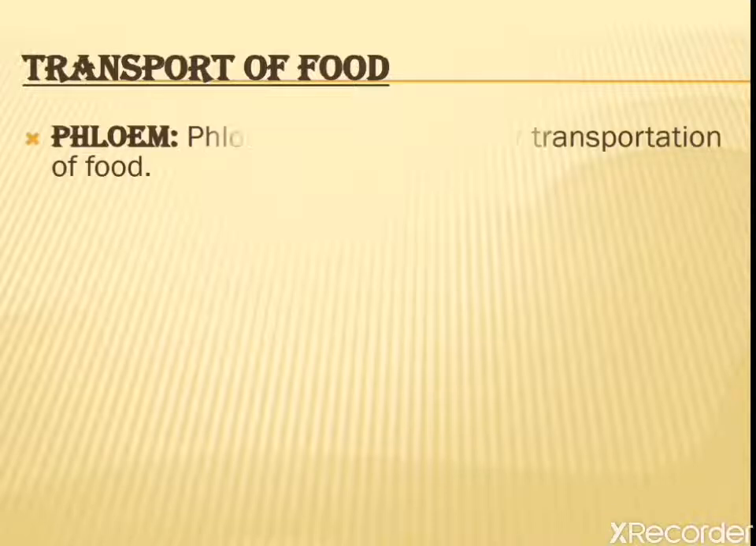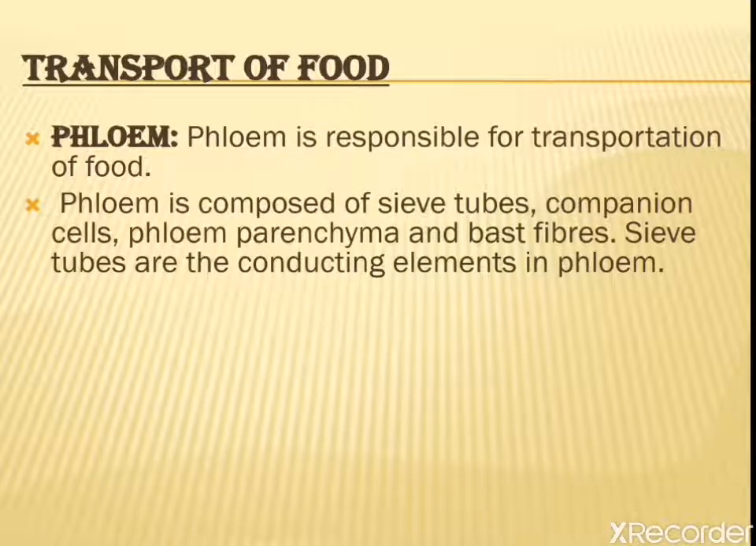Now, how the transport of food take place? Do you know where is food formed? Food is formed in the leaves by the process of photosynthesis. The tissue responsible for the conduction of food is phloem. Phloem is composed of sieve tubes, companion cells, phloem parenchyma and bast fibers. Phloem is mostly living. Sieve tubes, companion cells and phloem parenchyma are living cells, whereas the bast fibers are only dead cells in the phloem.